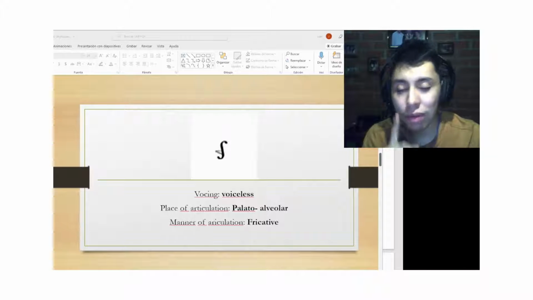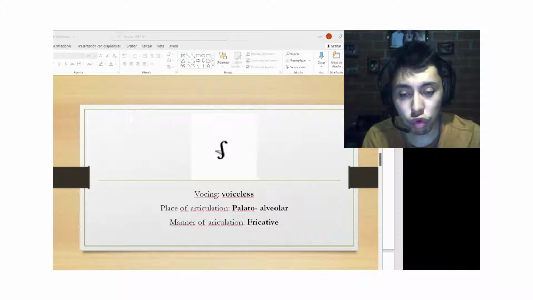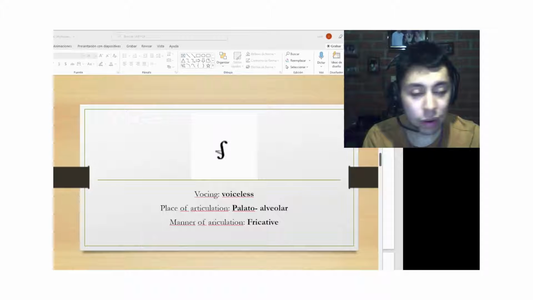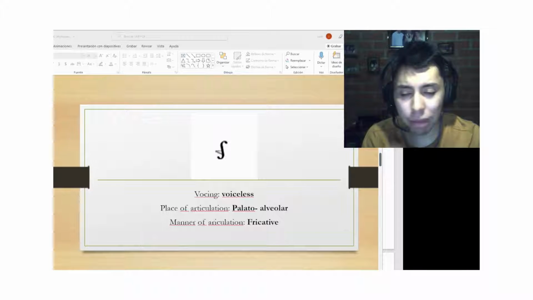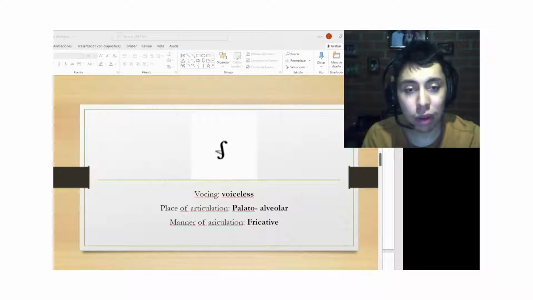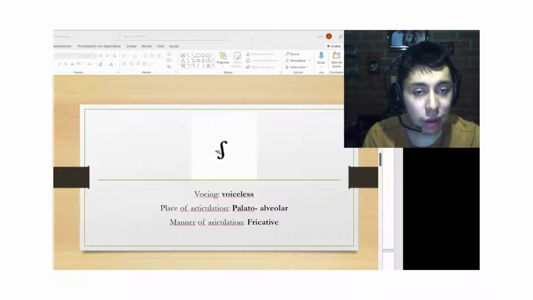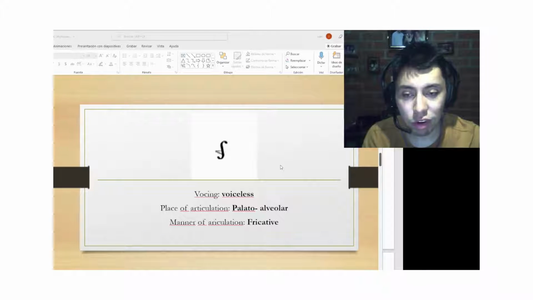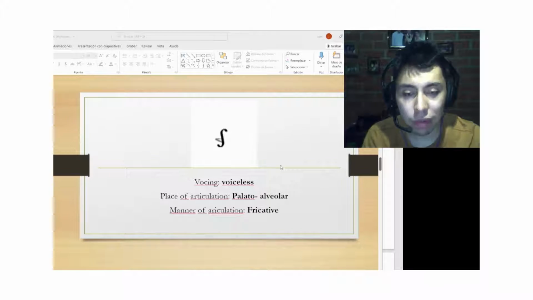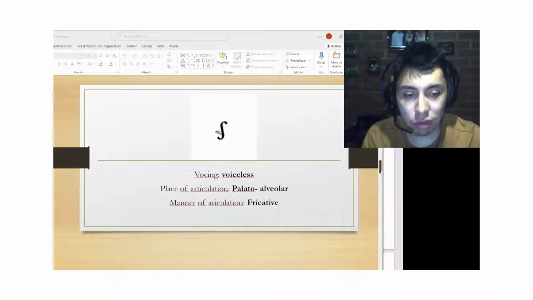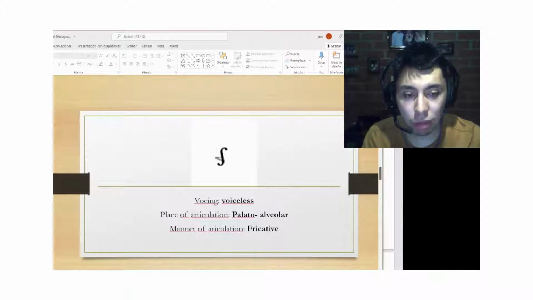Remember that the sound is shh, shh, shh. Basically, the palatal alveolar involves the alveolar ridge and the hard palate. So it's basically that, guys. We are going to continue with the sentence examples. I'm going to continue right now. Okay, one moment.